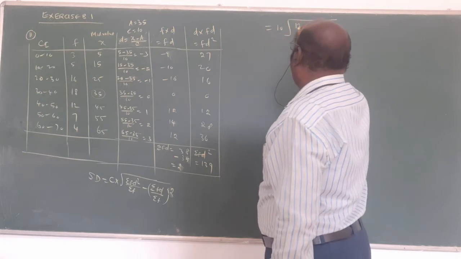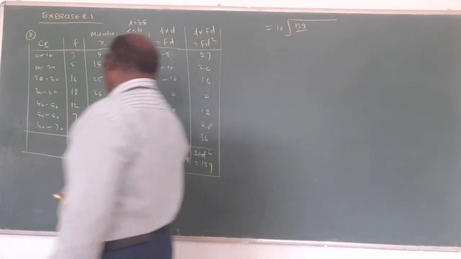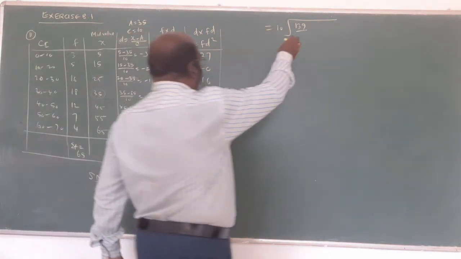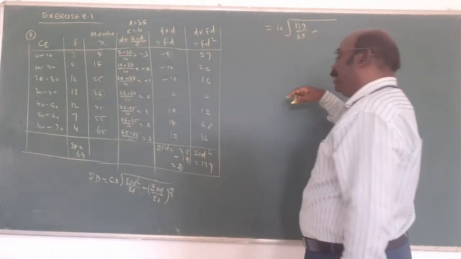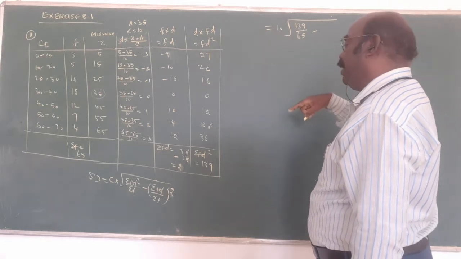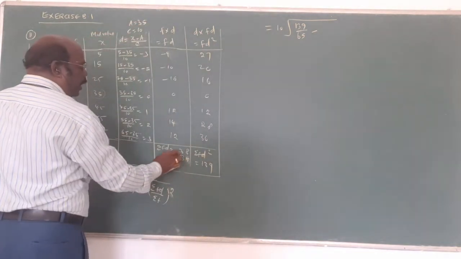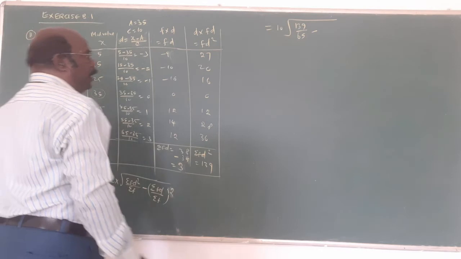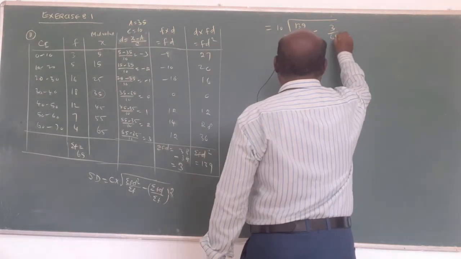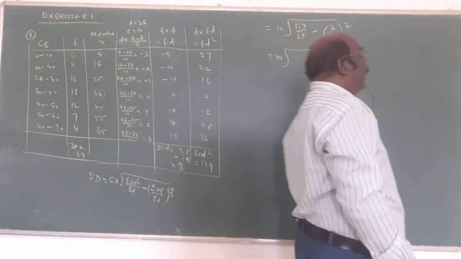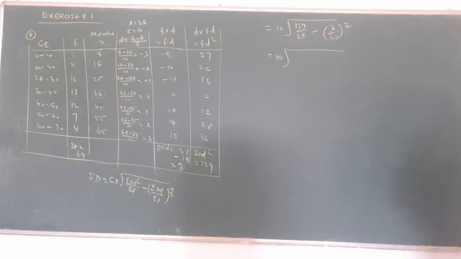Sigma f d squared is 139, divided by sigma f. You will put sigma f also, dividing by sigma f. What is the total? Sigma f total is 65. Am I right? Now substitute 65, minus sigma f d, that is 38 minus, sorry, that is 2 into 3, but 3 divided by 65 whole square. 10 into, now squaring and dividing, then we get the answer.